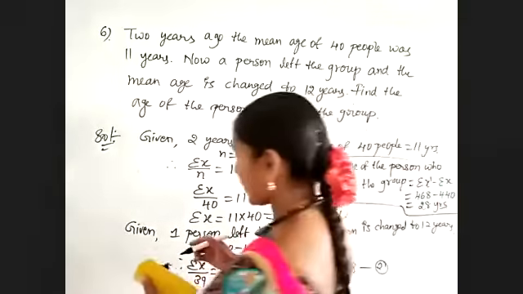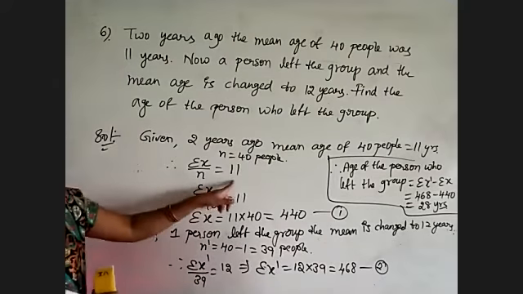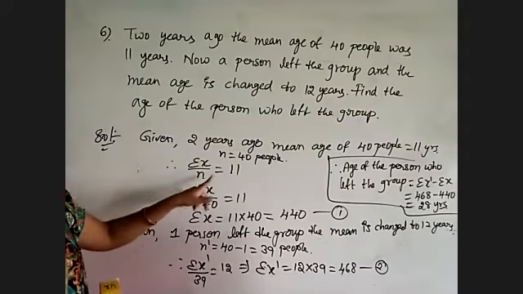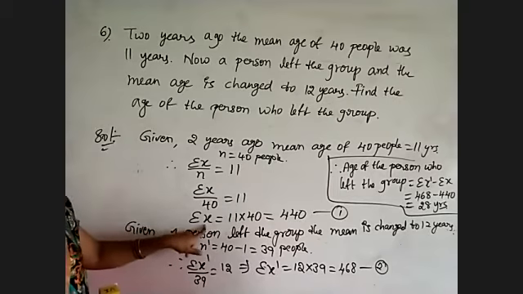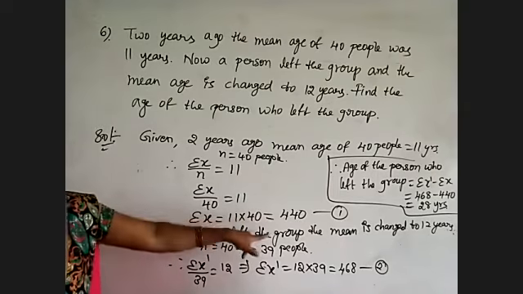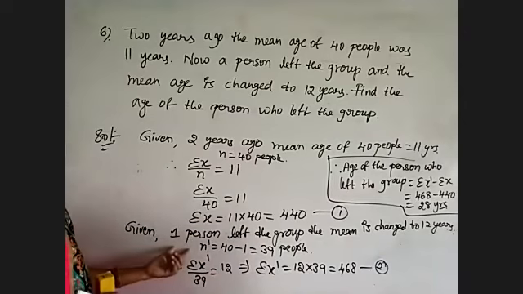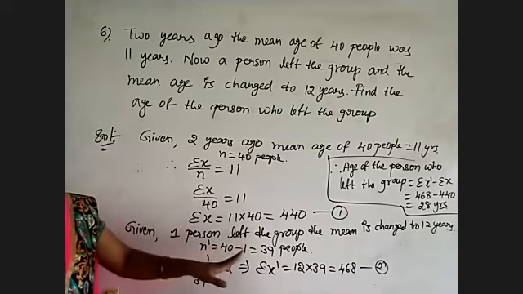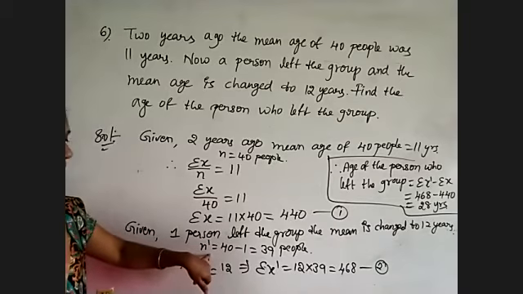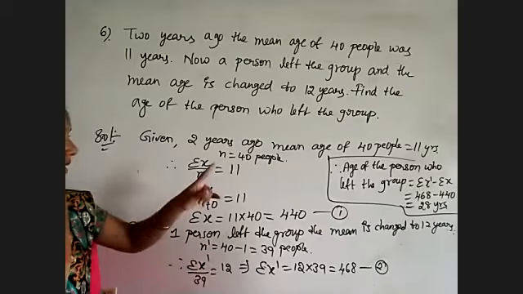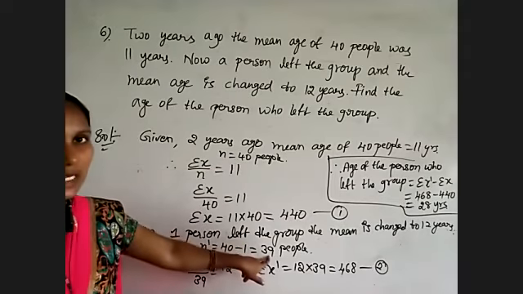Now once again go through this question. 2 years ago, the mean age of 40 people is equal to 11. So the number of people is 40, meaning sigma x by 40 equals 11. From that, the sum of the 40 people 2 years ago is 440. And after 2 years, one person left the group and then the mean changed to 12 years. That means the number of people will become one lesser than previous, 40 minus 1, which is nothing but 39 people.